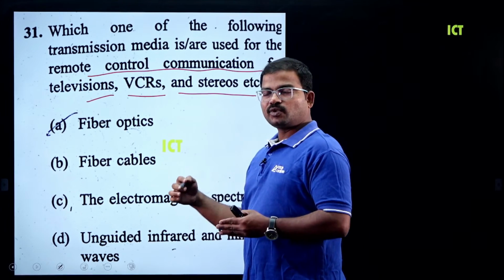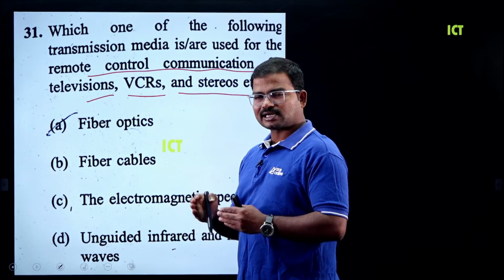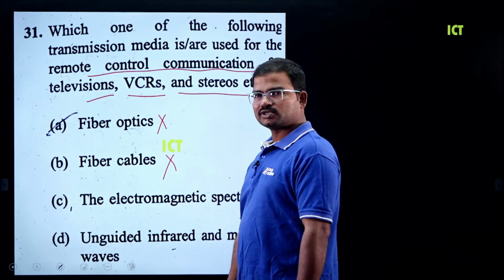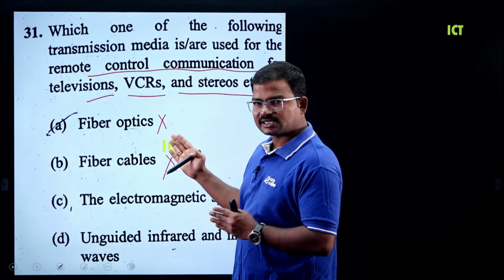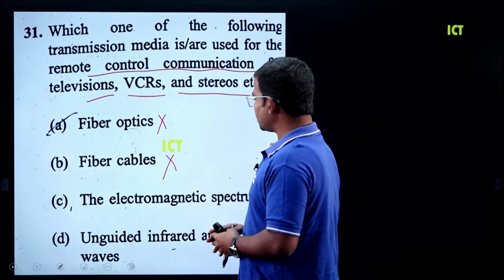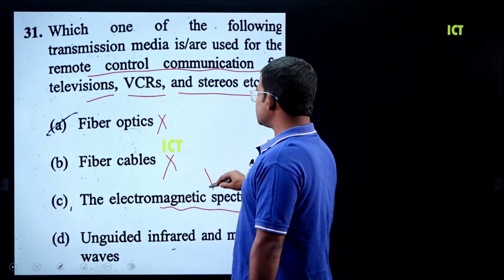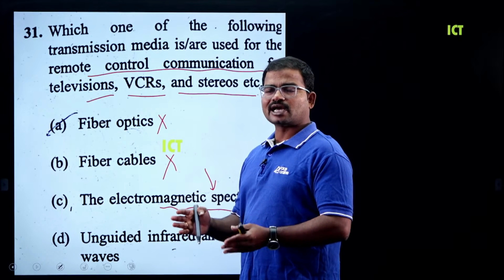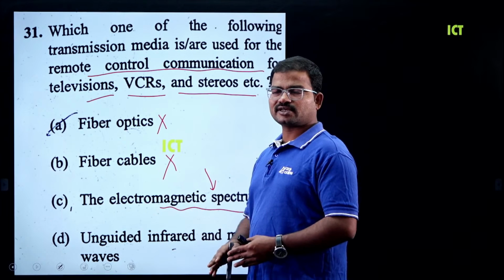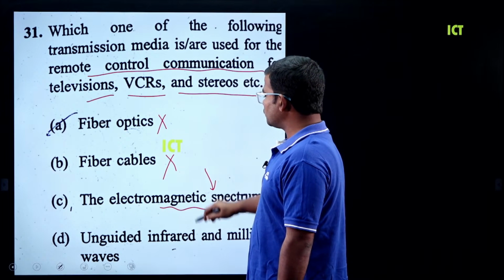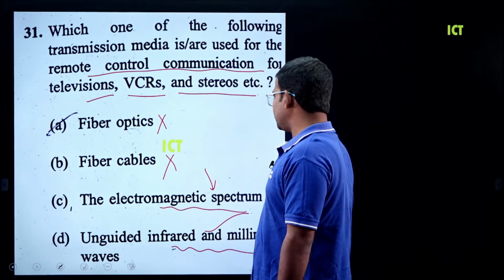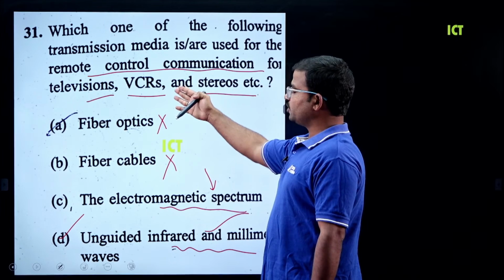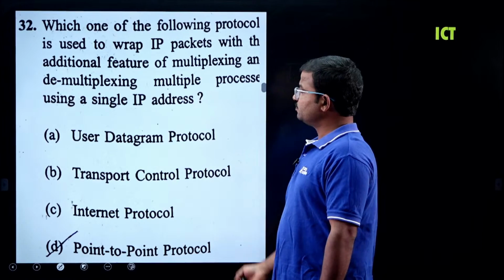So here, guys, remote control is completely wireless communication. That's why optical fibers and fiber cable are both eliminated, because this concerns wireless communication. Next, electromagnetic spectrum. In this electromagnetic spectrum, we have different types of radiations like X-rays, UV rays, gamma rays, radio waves, microwaves, a number of waves exist. So that's why this is also not suitable here. The only one is infrared radiation, okay. So option D is the right answer. Mostly in this type of devices, we use infrared radiations.